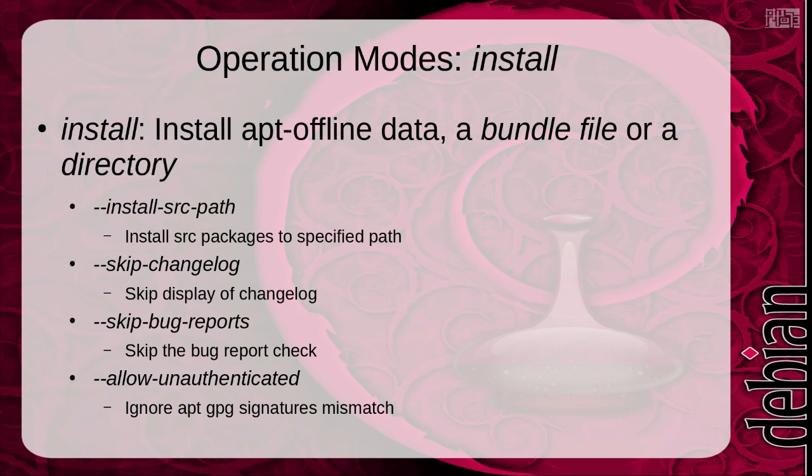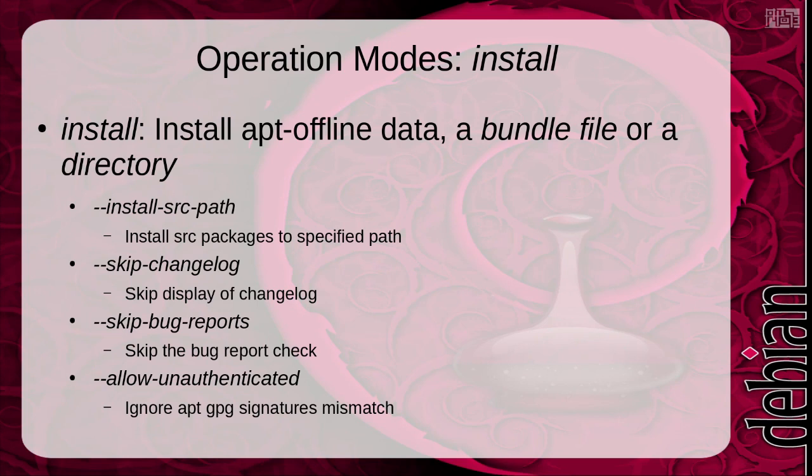One is install source path, in case you downloaded source packages and you would like to install them to a custom location. You could specify it using the install source path. Like I mentioned earlier about changelog and bug reports, these are options. The skip changelog and skip bug reports options are useful if you are using APT Offline in scripted mode, wherein you don't want to look at the changelog or the bug reports, but rather just proceed. So you can skip them even though you may have downloaded them.